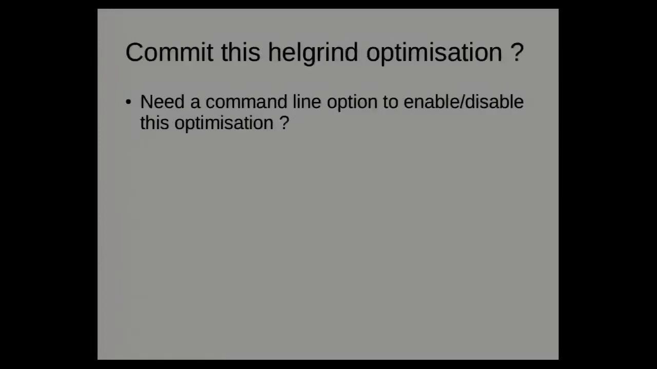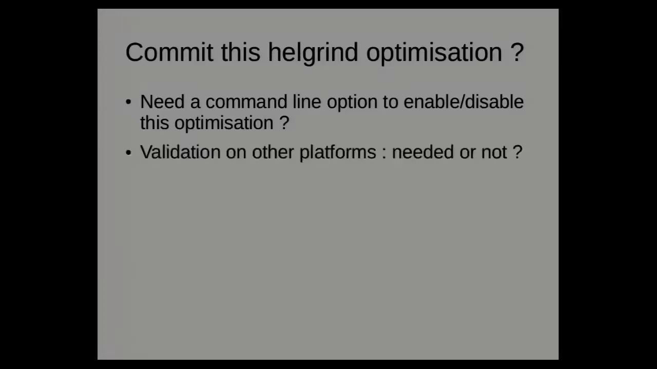But the state of other platforms is completely unknown. So should I commit this Valgrind optimization? Not too sure, because we need to somewhat change a little bit of text to have these properties, and it's untested on some other platforms. So maybe I could commit with a command line option to enable or disable this optimization.